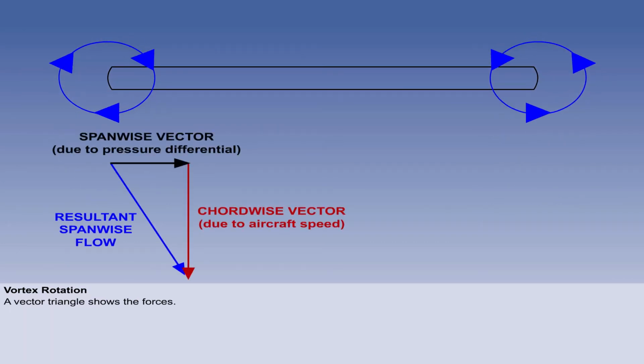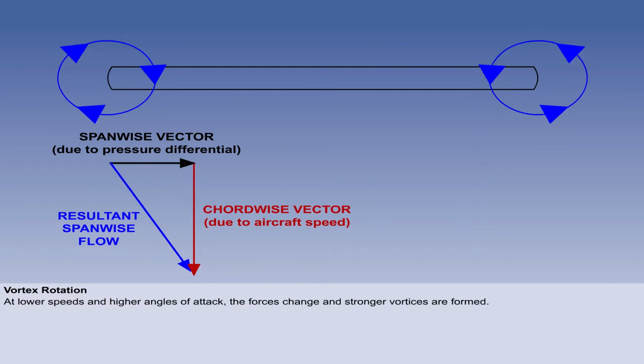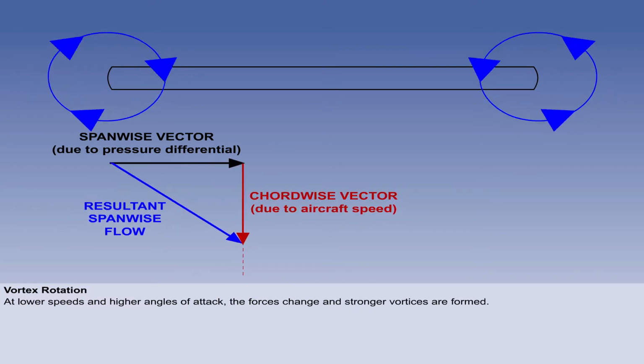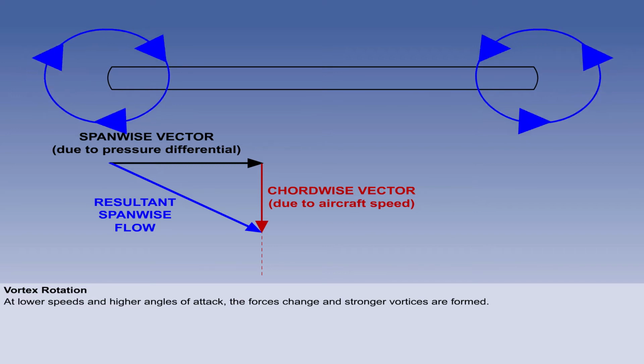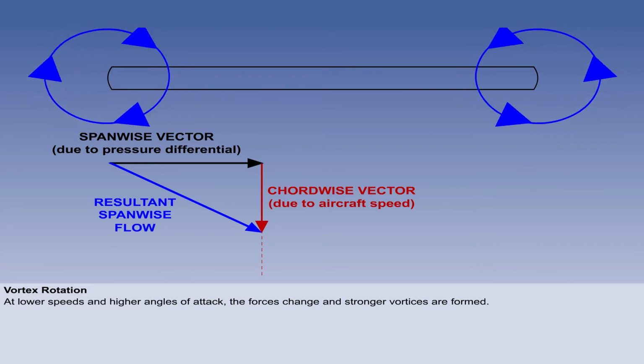The arrangement of the forces can be seen with the vector triangle. At higher angles of attack, with a lower IAS, the shape of the triangle will change. As speed decreases, the chordwise vector will shorten, and the spanwise vector will lengthen, with the greater pressure differential that is creating the increased lift. The result is stronger wingtip vortices.